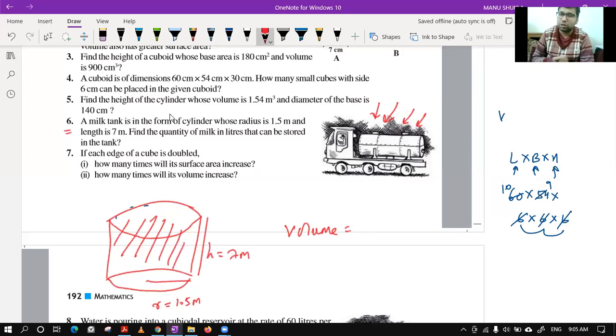Volume of cylinder is what? The formula is, please tell. Yes class, please tell the formula. Yes, pi r square h.